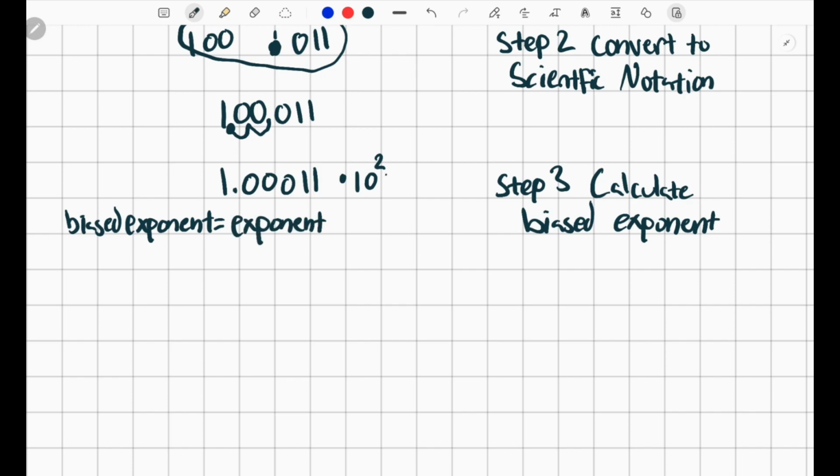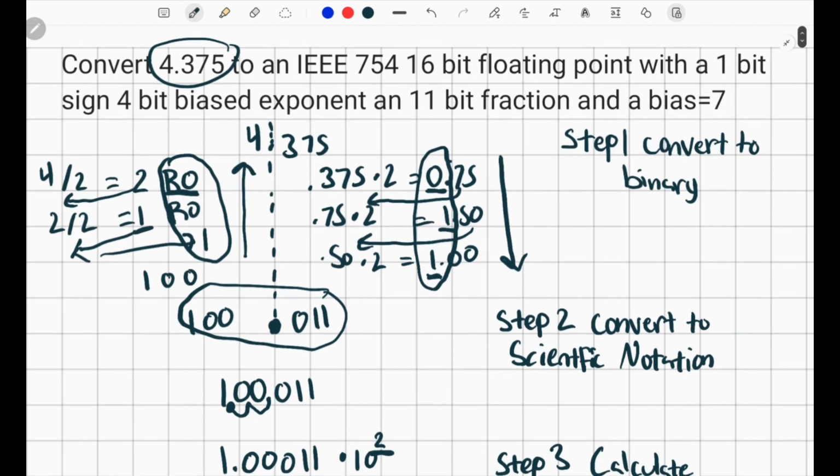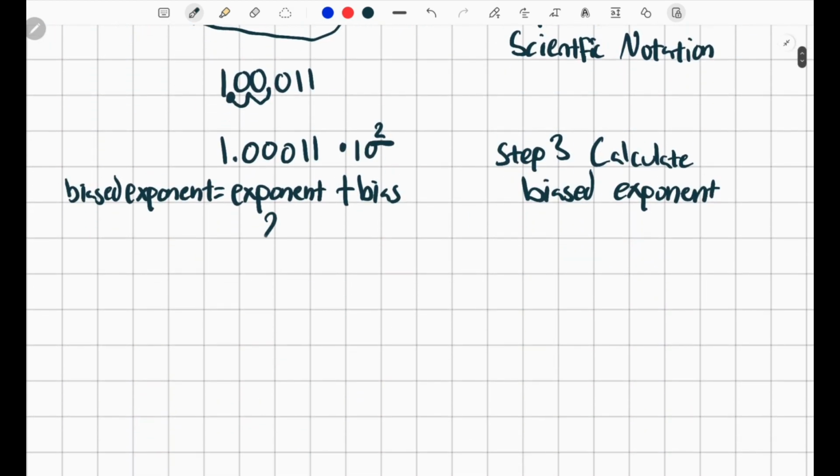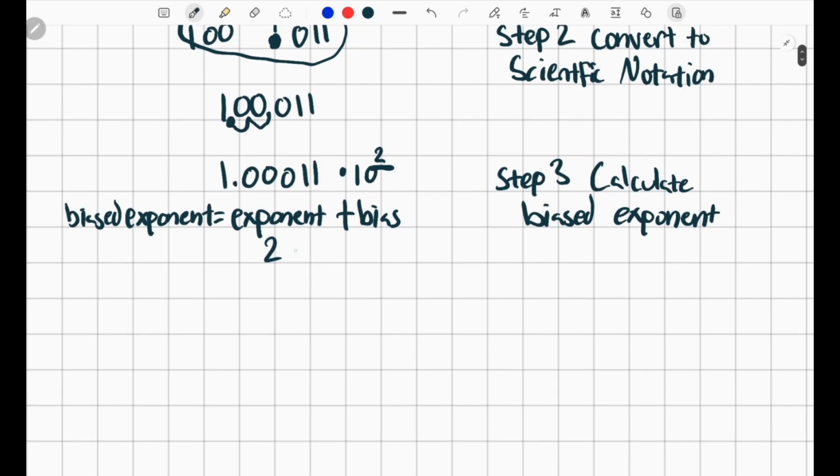When we refer to the exponent, we refer to the number 2, however many spots we moved it over, plus the bias. The bias we were given is equal to 7. So we moved it over 2 places, so the number 2 is going to be our exponent, and the bias equals 7. So our biased exponent is going to be equal to 9.